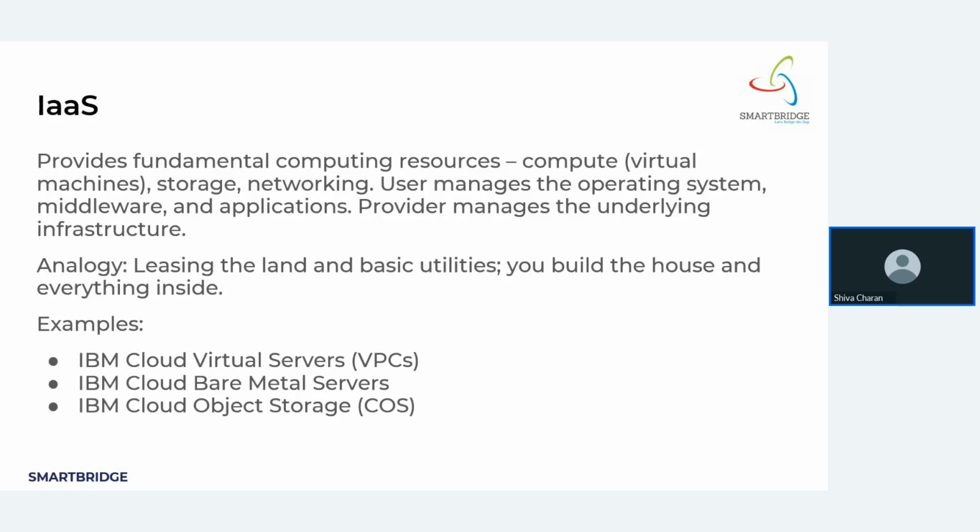And what are the examples? IBM virtual servers, IBM bare metal servers, IBM cloud object storage. VPC is very important. VPC means virtual private cloud. Bare metal servers are the actual servers, with CPU, RAM, and all those things, which we call a server. And storing files in the format of objects in the cloud is known as cloud object storage.